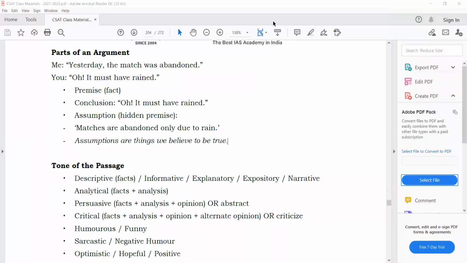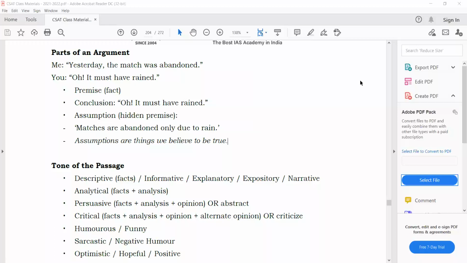Hello? Yes, sir. Could you hear me? Sir, I have a doubt. The conclusion seems to be an assumption to me, and the assumption seems to be a conclusion to me, sir. "It must have rained" seems to be an assumption to me, sir.